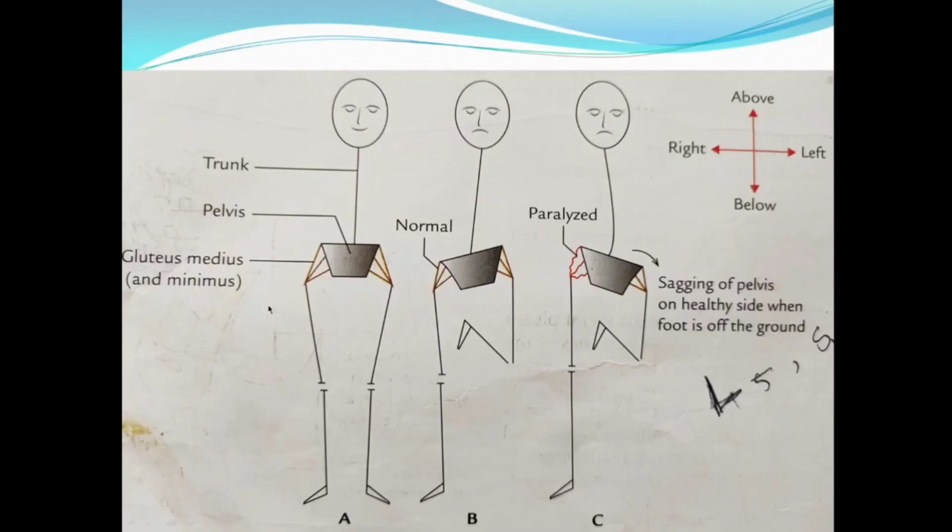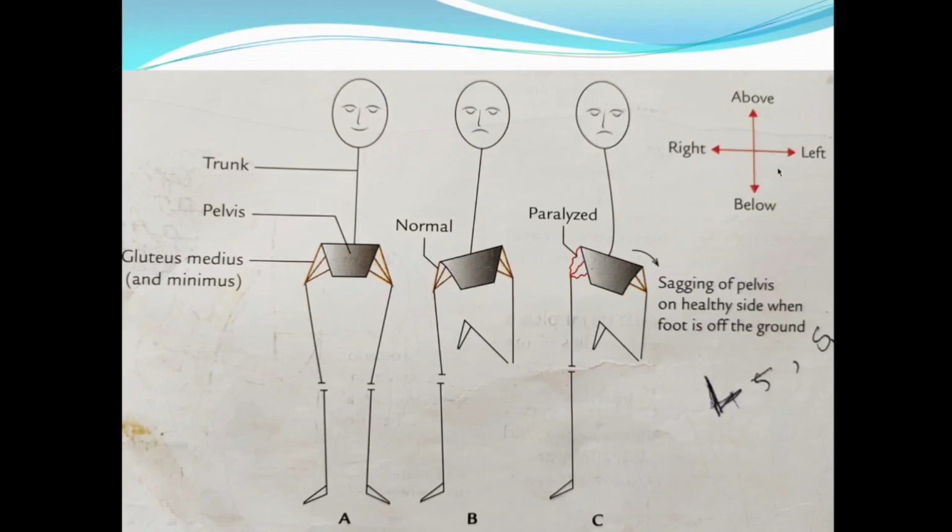We will see this through the diagram. This is the normal case, where the pelvis is supported by the gluteus medius and the minimus. Here is also a diagram showing the normal case, where both sides are normal, and when one side the foot is off the ground, that side is raised or prevented from sagging. It is maintained in this way.